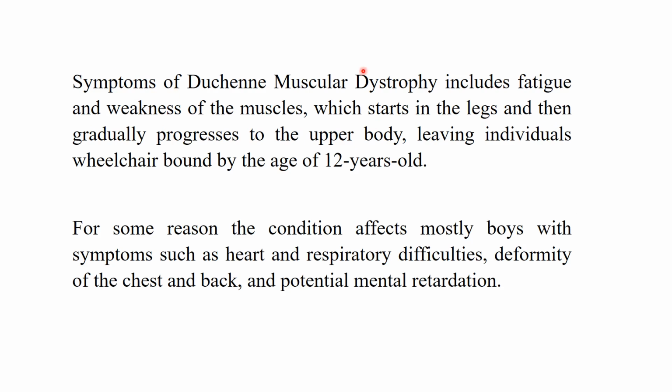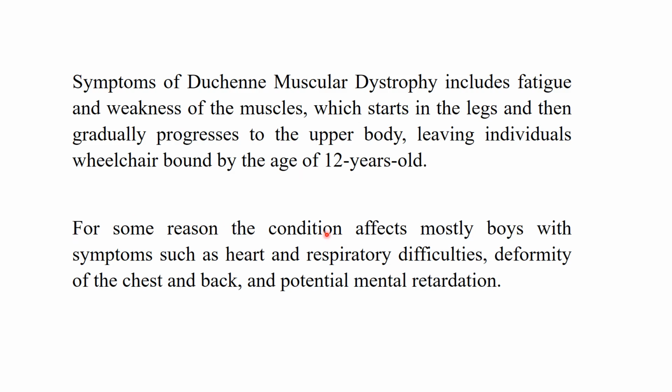Symptoms of Duchenne muscular dystrophy include fatigue and weakness of the muscles, which starts in the legs and then gradually progresses to the upper body, leaving individuals wheelchair bound by the age of 12 years. क्योंकि मसल की डिजीज है, it will mainly affect the legs and upper body parts, and mainly starts in the initial age, from the 6th year of age, and by the 12th year of age the patient is bound to a wheelchair.